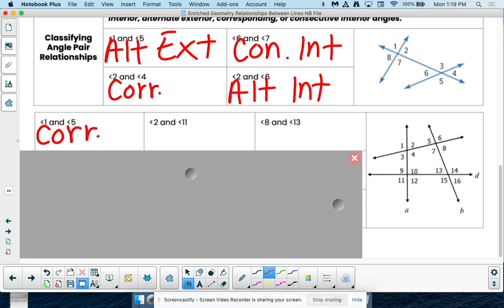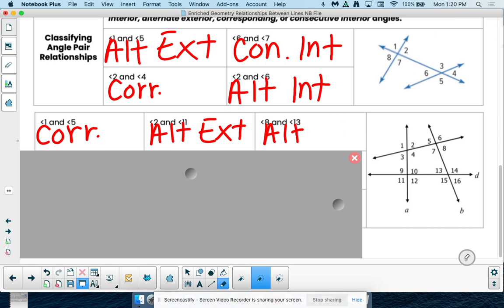2 and 11. Alternate exterior. Yeah, alternate exterior. That's good. Very good. 8 and 13. Alternate interior. Good. Okay, you guys try those bottom 6, and we'll go over them. Take your time. I will tell you there's... Wait, is 8 and 13 interior? Oh, interior. My fault. Good call. Thanks for catching that. There is one no relationship out of those bottom 6, okay?